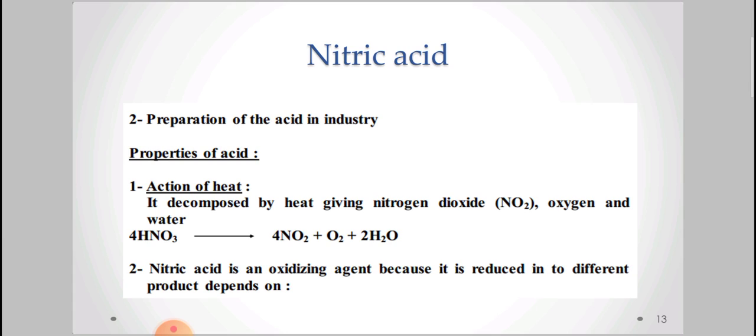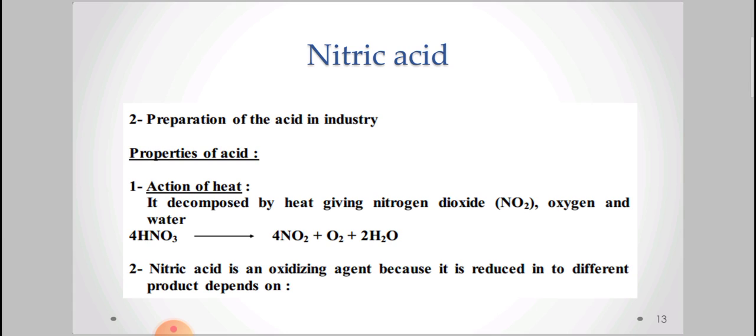Nitric acid, action of heat: 4HNO3, when heated, gives 4NO2 plus O2 plus 2H2O. It is decomposed by heat, giving nitrogen dioxide, oxygen and water.